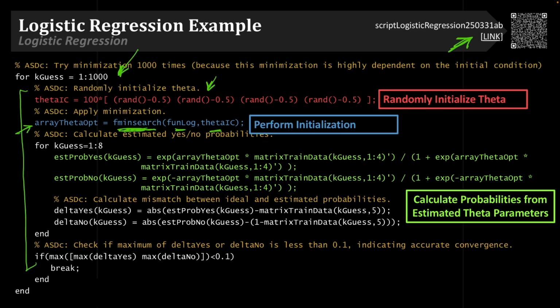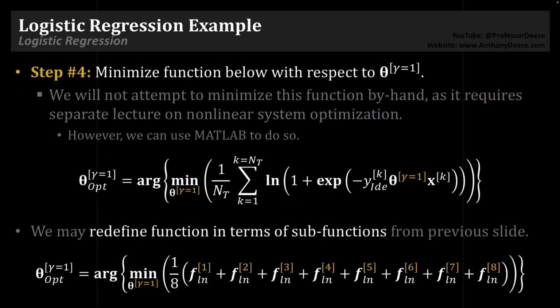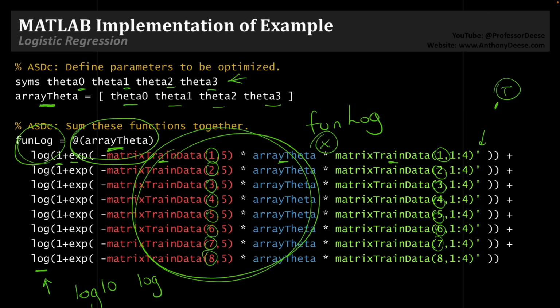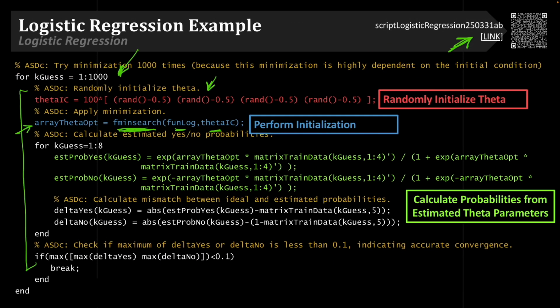Now, how does fminsearch know with respect to what variables the minimization is being performed? If you go all the way back here, we essentially define the function in terms of array theta, and that's how fminsearch knows that it's trying to generate optimal values of array theta. And then this piece down here, all we're really doing is calculating the probabilities of yes or no. I guess I really only needed one, but I did it for both. And this employs an equation that we defined previously in the lecture.